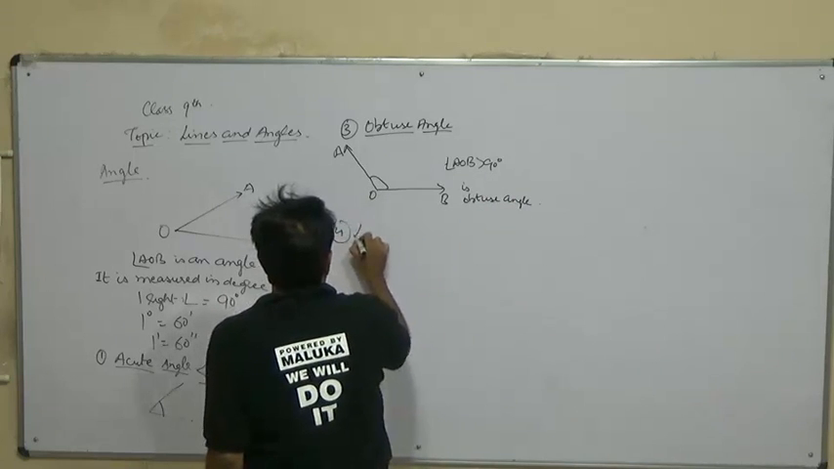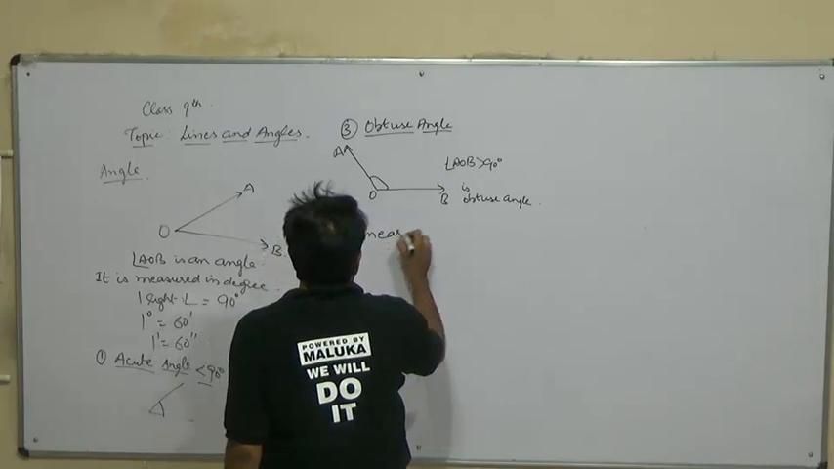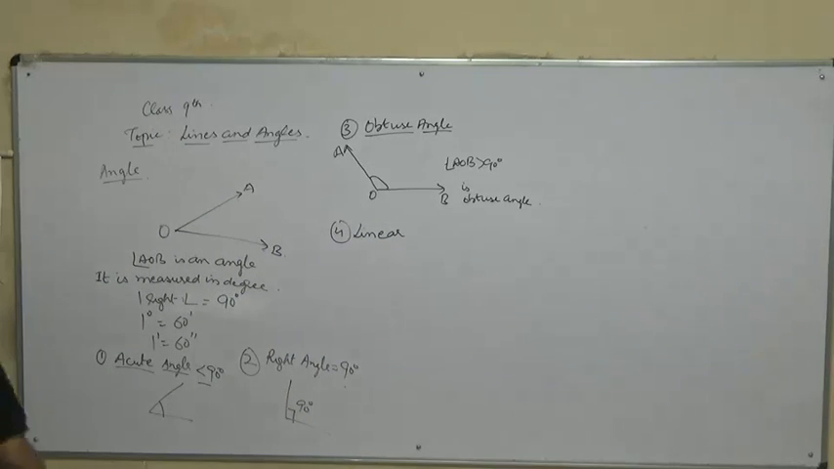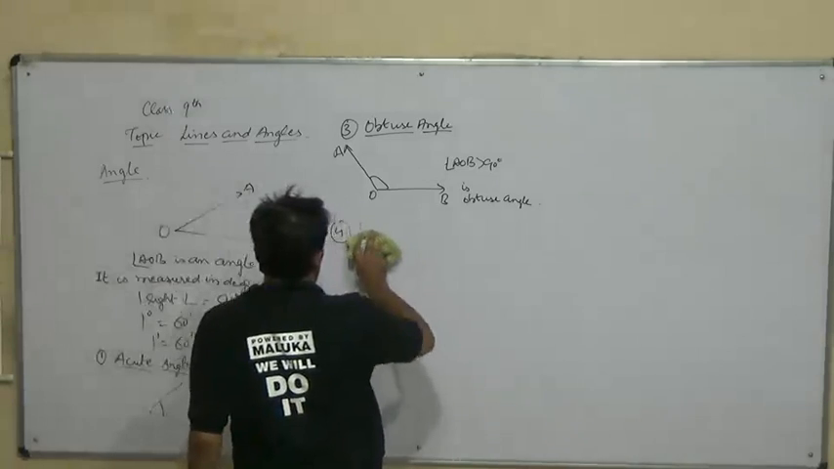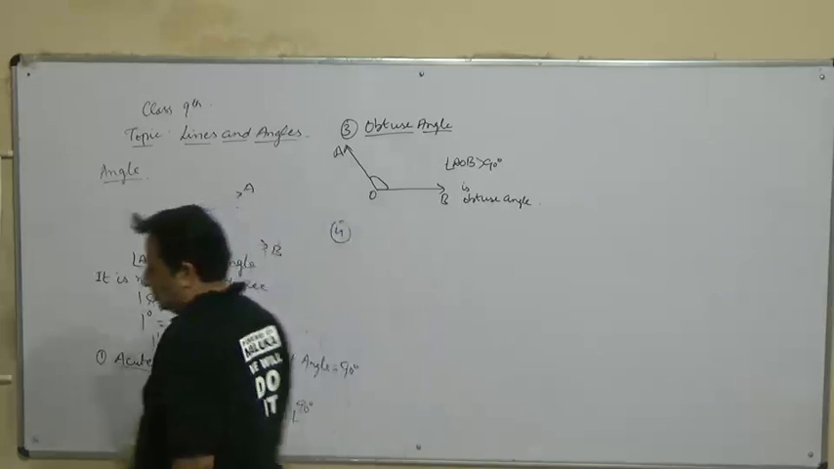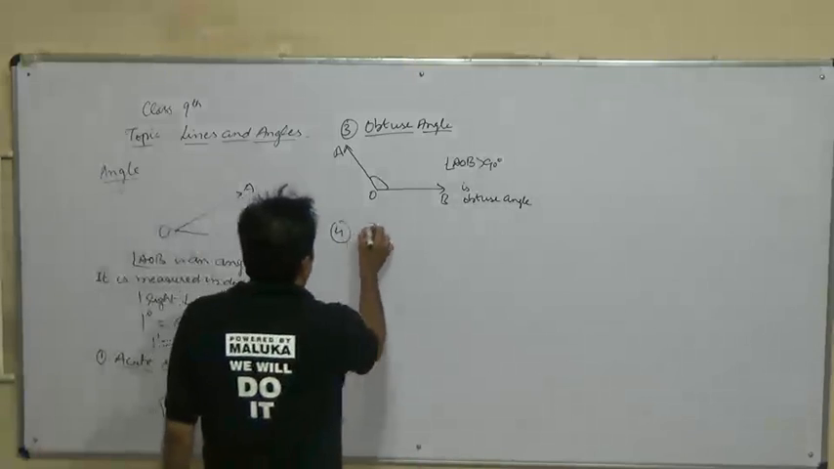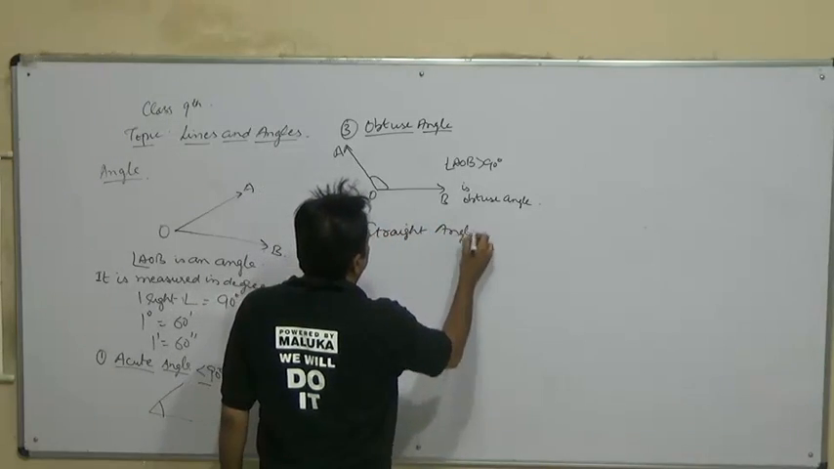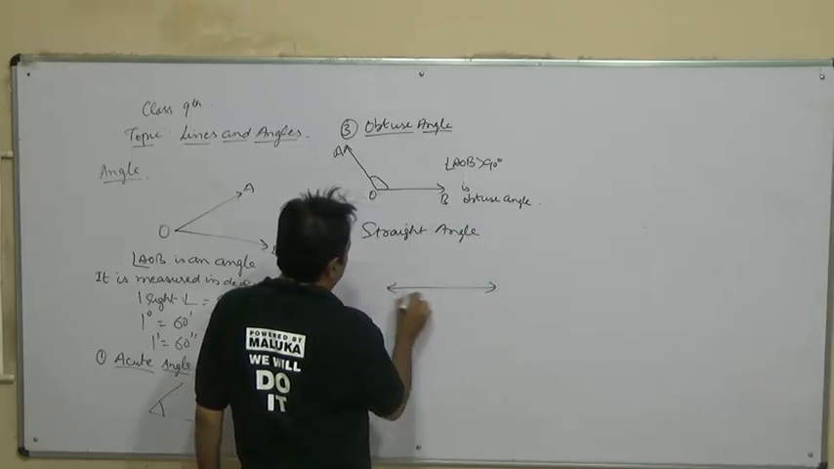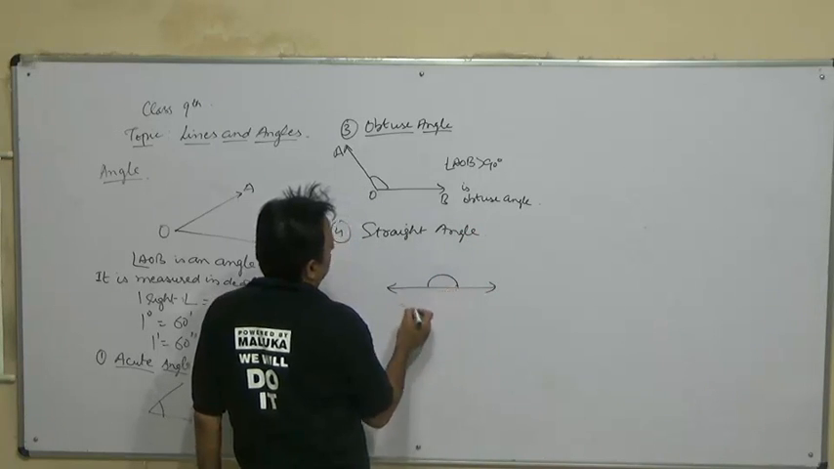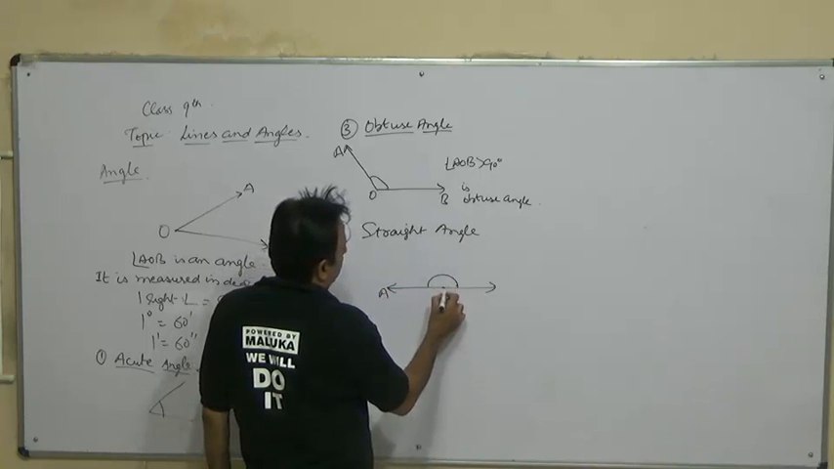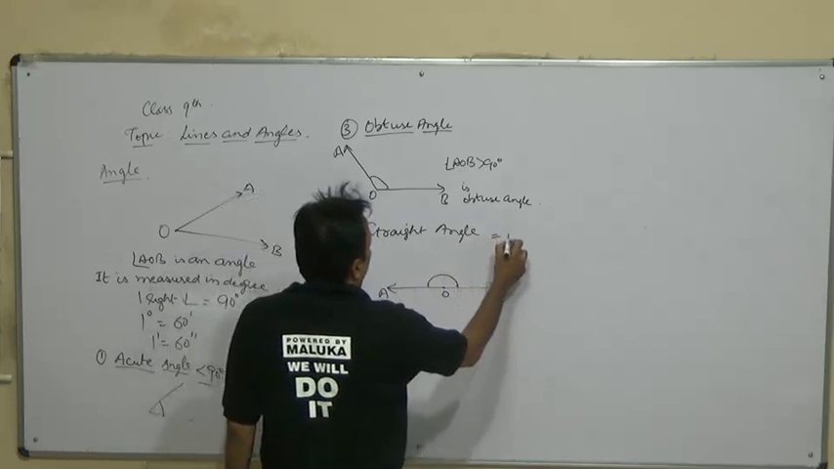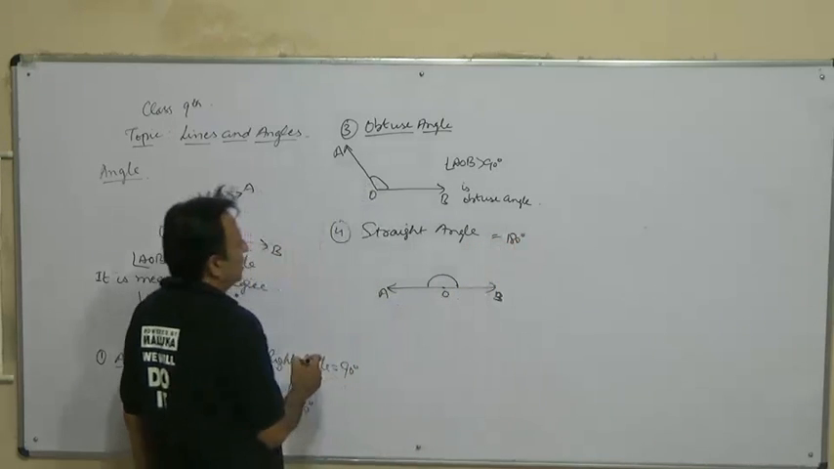Then we have got linear angle, or we can say straight angle. Straight angle is like this, which is formed on the straight line. So this is AOB, or we can say straight angle is equal to 180 degree. This is known as straight angle.